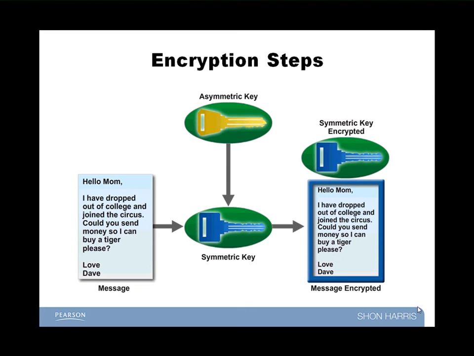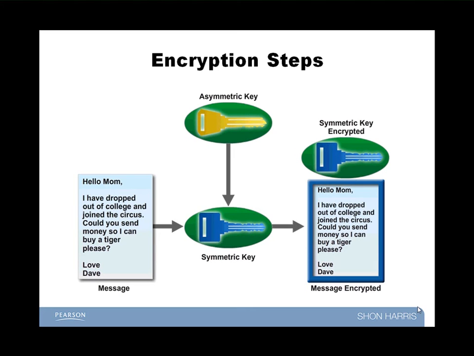So let's walk through this because it is a little bit complex. There's a message. Why are we not going to encrypt this message with an asymmetric key? Because asymmetric algorithms take too long. So we have a message, we're going to encrypt it with a symmetric key. Now if we need to get that symmetric key to the destination, how do we secure it? We encrypt that symmetric key with the receiver's public key.